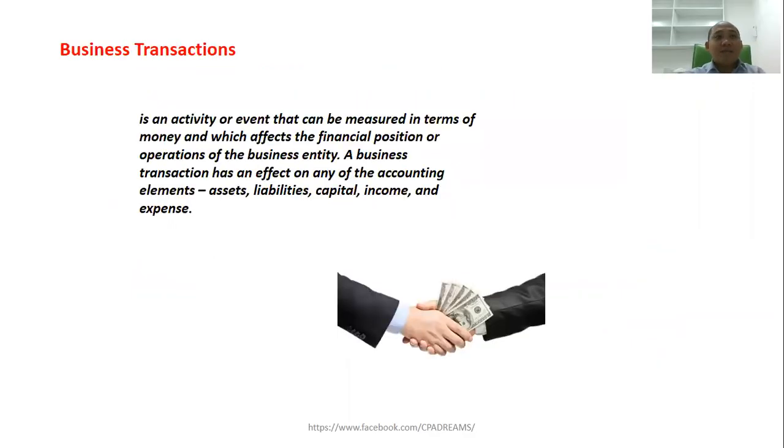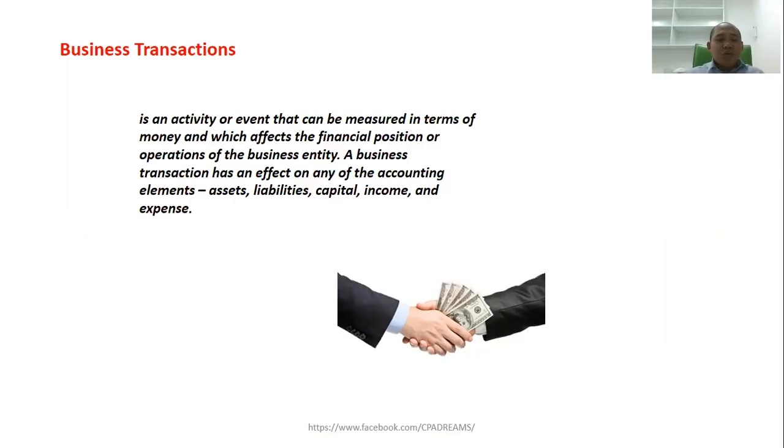Now, what is a business transaction? A business transaction is an activity or event that can be measured in terms of money, which affects the financial position or operations of the business entity. So this means that there is an effect on the accounting equation or on the elements or major types of accounts, which are assets, liabilities, capital, income or revenue, and expense, meaning it will have an impact on the business.